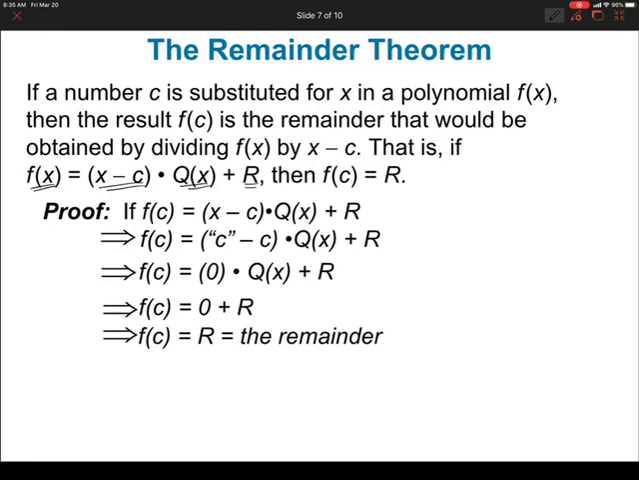Well, let's show why. If we evaluate with an input of c, so x equals some number c, f of c would be what? x minus c would be c minus c. Out goes x, in comes our input of c, and of course times the quotient plus remainder. And c minus c is equal to 0. And 0 times the quotient is equal to what? 0. Anything times 0 is 0. So we're now getting 0 plus r, which is r. So you can see f of c is equal to the remainder.